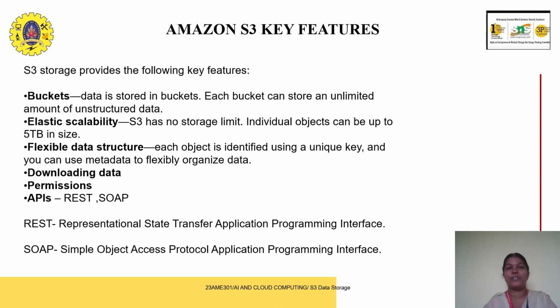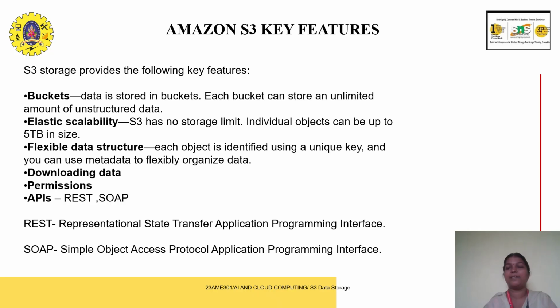The following are key features of S3 storage. Buckets: used for storing the data. Each bucket can store an unlimited amount of unstructured data. Scalability: S3 has no storage limit. Individual objects can be up to 5 terabytes in size. Flexible data storage: each object is identified using a unique key. We can also use metadata.